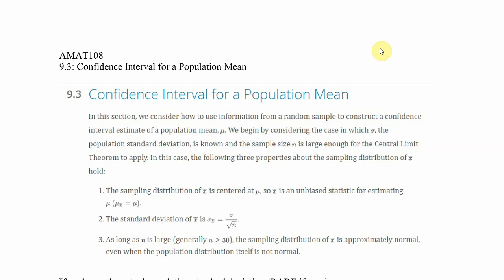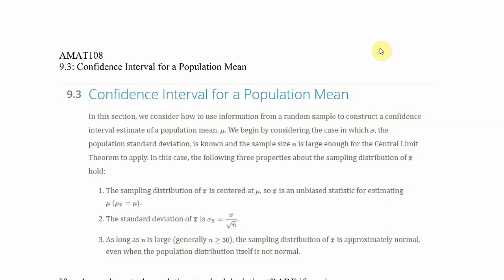In this section, we consider how to use information from a random sample to construct a confidence interval estimate of the population mean, mu. It's very similar to what we did with proportions. We'll have a sample mean, and based on the level of confidence we want to have, we'll open up an interval with a certain level of confidence to create this interval, just like we did before. Same idea, slightly different computation.